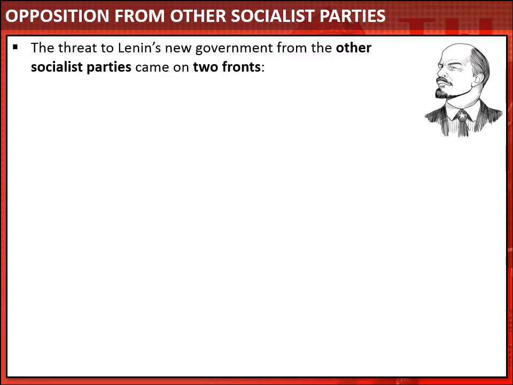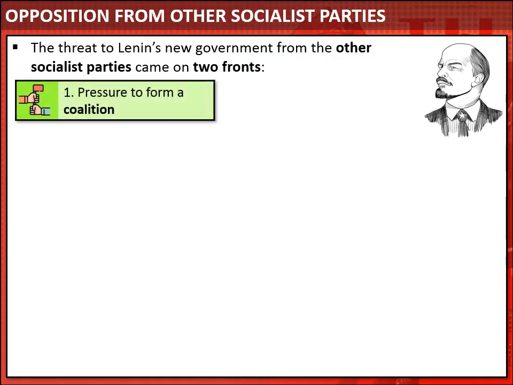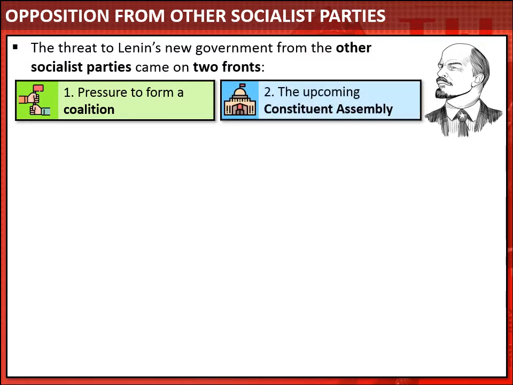In the next part of the lesson, we're going to focus on opposition to the Bolsheviks from the other socialist parties like the Mensheviks and the SRs. Now, the threat to Lenin's new government from these parties came on two fronts. Firstly, pressure to form a coalition, and secondly, the Constituent Assembly, which was scheduled to meet in January of 1918. And I'm going to talk to you about both of these.